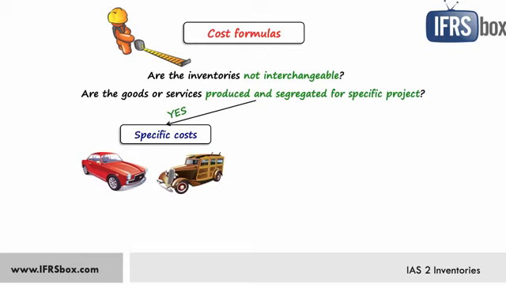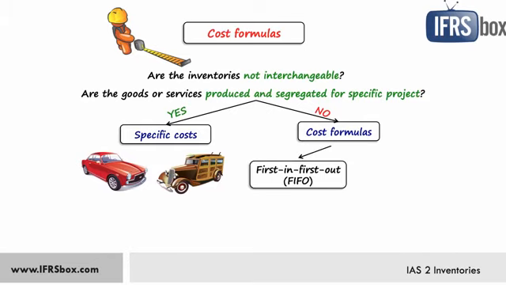If the answer is no, meaning that there's no specific project and inventories are interchangeable, you can use cost formulas. In other words, you don't have to search for the specific cost of every single small product that you sell. Instead, you can use either first in, first out, or FIFO method, or weighted average. If you want to know more about these methods and find some examples on how to apply them, please visit ifrsbox.com and you'll find everything there.